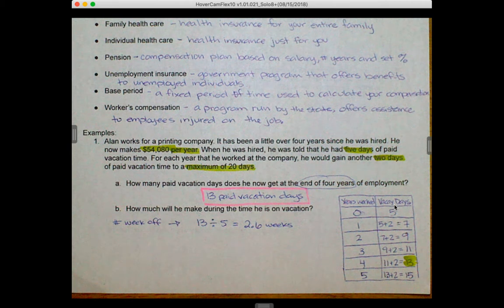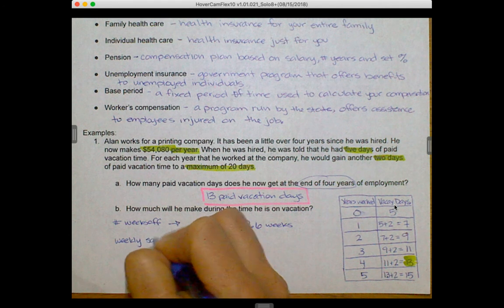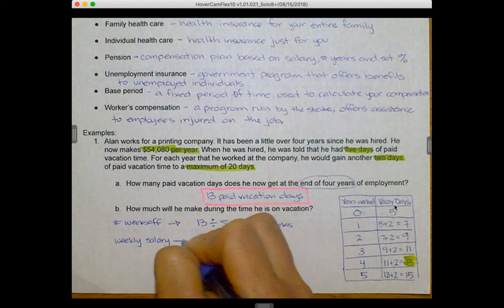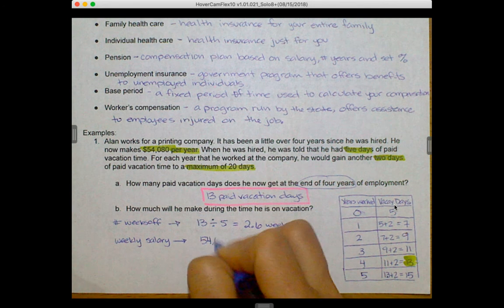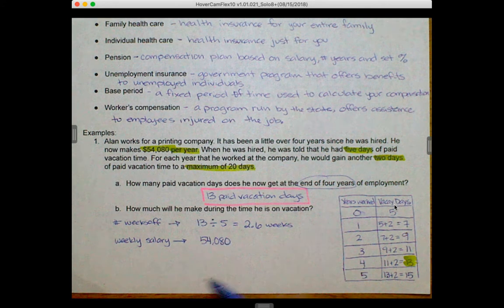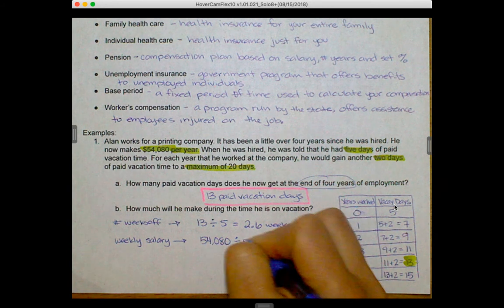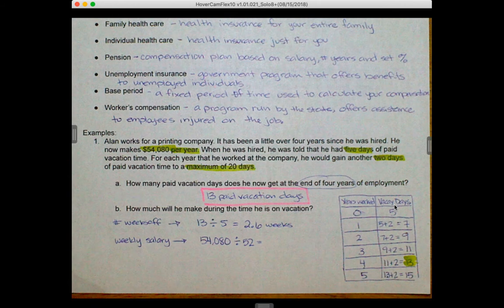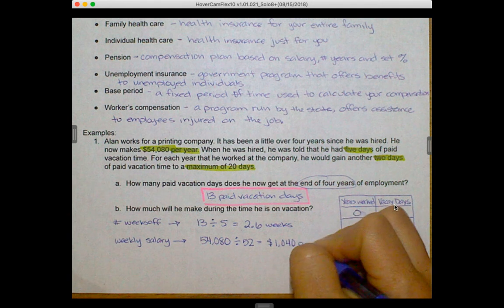Now, we also want to know how much is his weekly salary. We know his yearly salary, but how much is his weekly salary? Let's take his yearly salary and divide it by the number of weeks in a year. The number of weeks in a year is 52. When we divide that, we get his weekly salary is $1,040 per week.